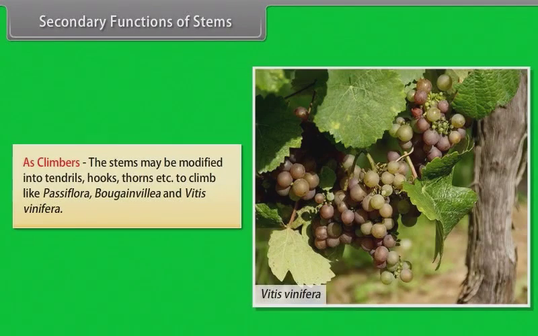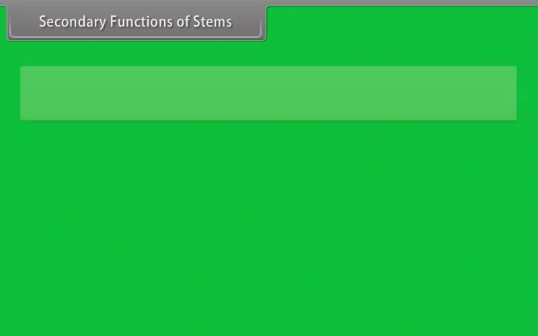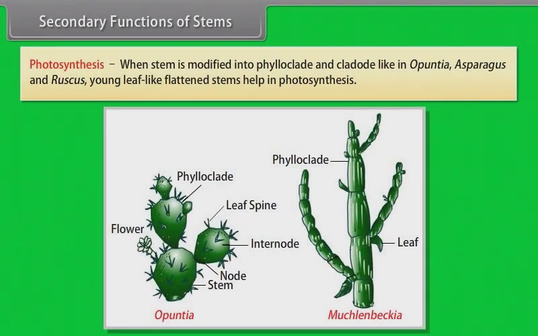As climbers, the stems may be modified into tendrils, hooks, thorns, etc. to climb like Passiflora, Bougainvillea, and Vitis vinifera. Photosynthesis. When stem is modified into phylloclade and cladode like in Opuntia, asparagus, and ruscus, young leaf-like flattened stems help in photosynthesis.